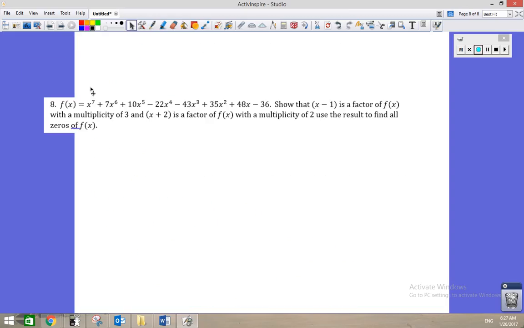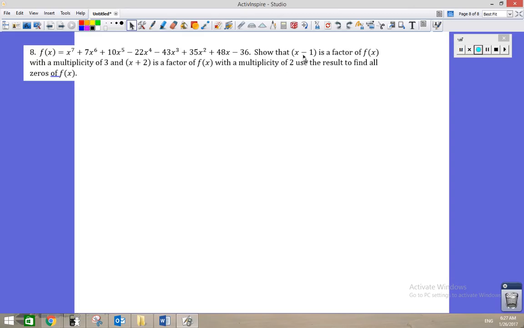Alright, so let's take a look at this one. We have x minus 1 being a factor of multiplicity 3, and x plus 2 is a multiplicity of 2. Okay, so we can do these in any order. Let's just start with the 1, and let's see if this is in standard form. I see that there's no number that divides all of these, so there's no greatest common factor. 7, 6, 5, 4, 3, 2, 1, constant term.